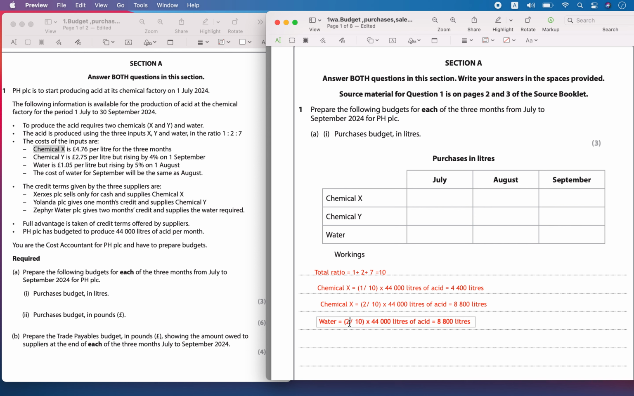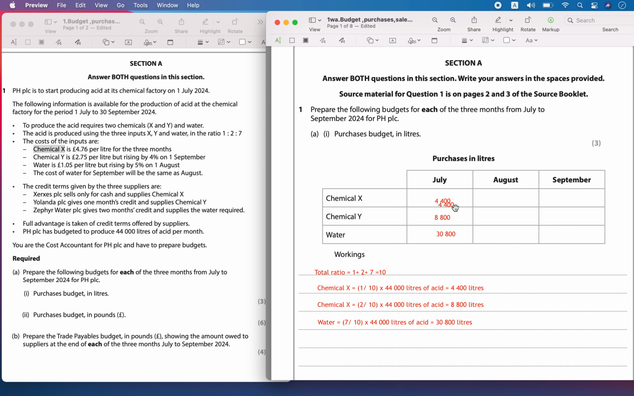Then I need the water. Water is the third component. Water forms 7/10 of the total portion of 44,000 liters. So that is equal to 30,800. So for the month of July, how much of chemical X do I need? I need 4,400, and chemical Y I need 8,800, and then water I need 30,800.